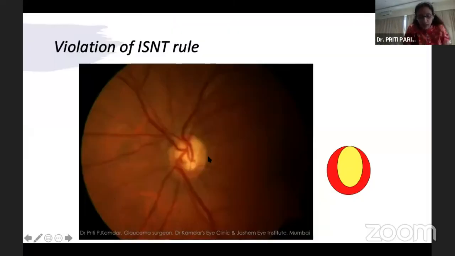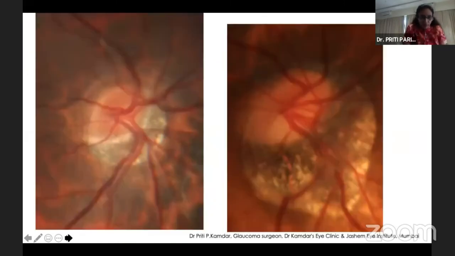This is one more example where the superotemporal rim is completely destroyed, and this is also reflected as violation of the ISNT rule. Now, these are two discs. Even in discs which are different, the ISNT rule may not be followed, but if you trace the neuroretinal rim, you will be able to recognize focal destruction.